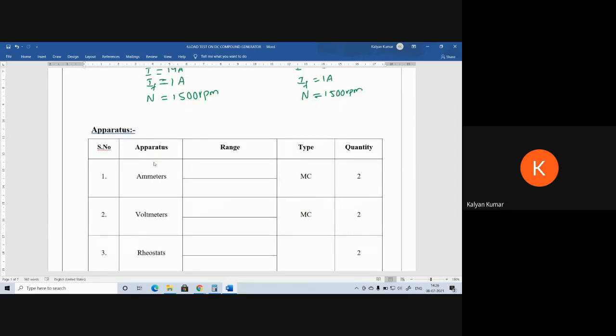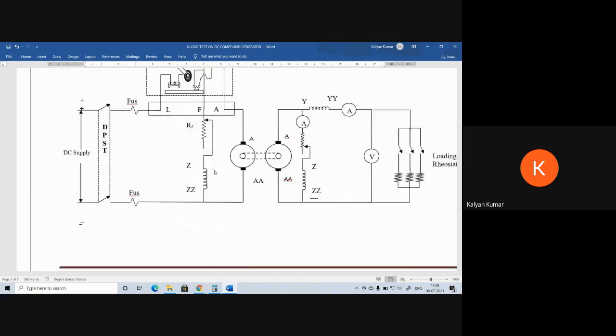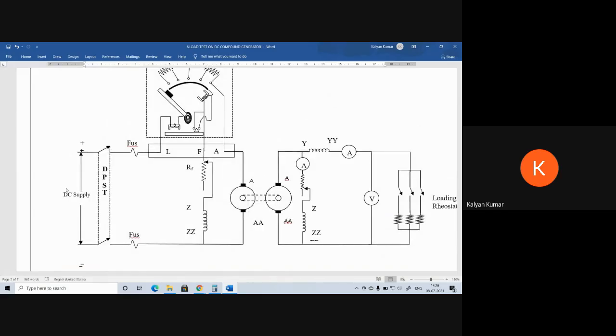Next, in order to decide the apparatus required from the nameplate details, first we have to fix the meter ranges. So here, this is the motor and this is the generator circuit. In the motor circuit, we are going to give a DC supply. The voltage rating of the DC supply that we are providing in our lab is 220 volts, and the fuse is here. As the rated current for the motor is 19 amps, we are going to use a 20 amps fuse.